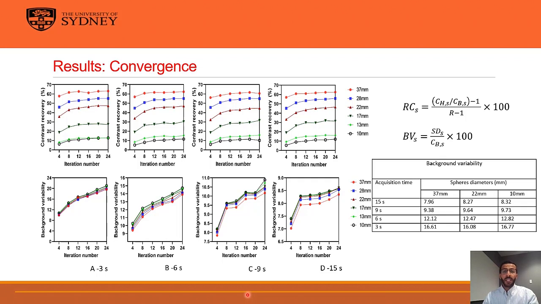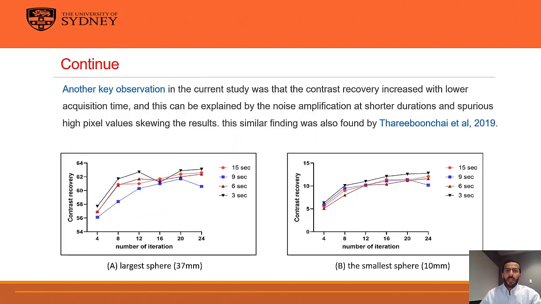So it must be noted that an increase in the number of iterations determines a significant increase in background variability at shorter acquisition times. Another key observation revealed that shorter acquisition times were associated with increased contrast recovery, which could be attributed to noise being amplified at shorter acquisition times. As we can see in figure A, with the largest sphere, the black line with 3 seconds per view has higher contrast recovery than 15 seconds per view, and also with the smaller sphere. A similar result was obtained, which identified noise amplification at shorter acquisition times as the reason for the increased contrast compared to the real value.